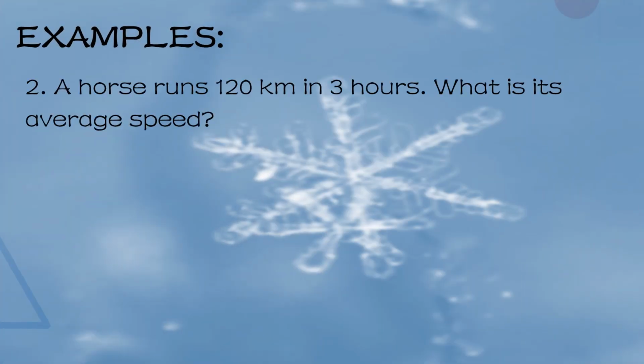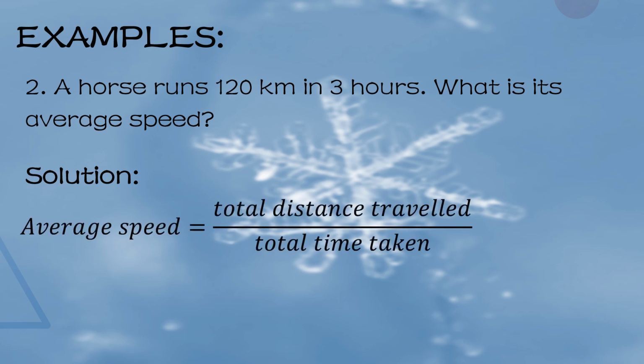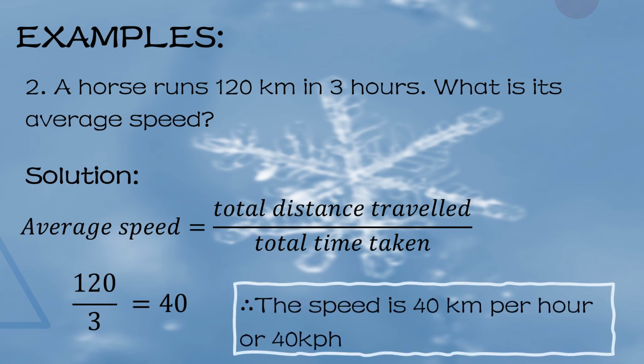Second example, a horse runs 120 km in 3 hours. What is its average speed? So for the solution, gamitin ulit natin yung ating formula. Since the total distance traveled is 120 kilometers and the total time taken is 3 hours, therefore, we will just divide 120 by 3, so the answer is 40. So therefore, the speed is 40 kilometers per hour or 40 kph.